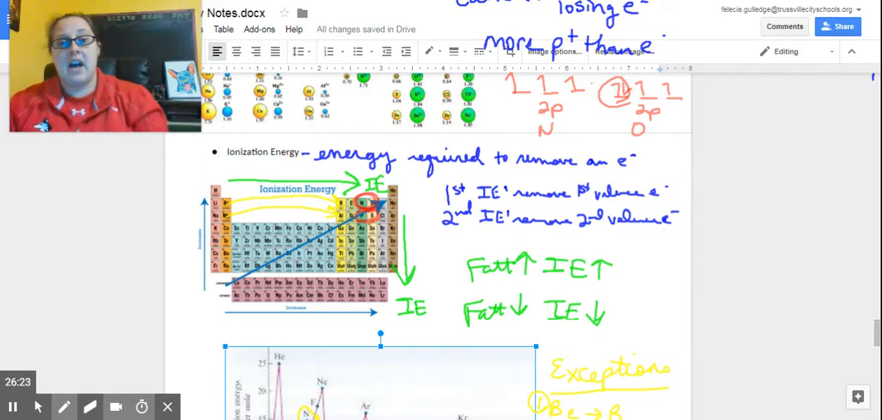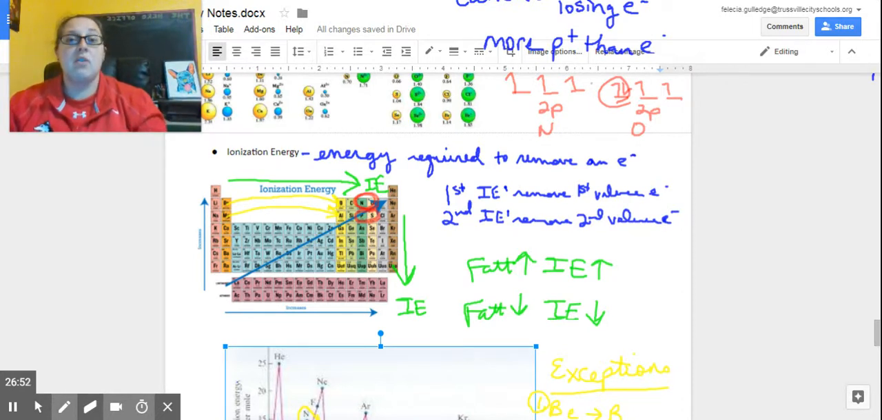So this is how we do the nitrogen to oxygen exception as well as the phosphorus to sulfur exception. And if you need me to actually write these out, then I can. Hopefully you got it pretty well. We'll talk about it in class if you have any questions. So those are the exceptions to the ionization energy trend. Okay, make sure you know how to explain this stuff.